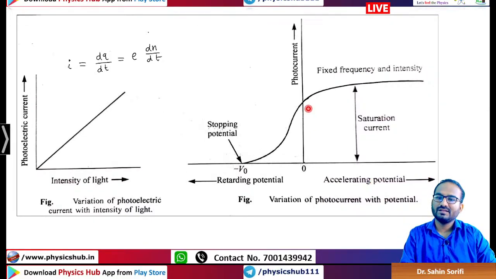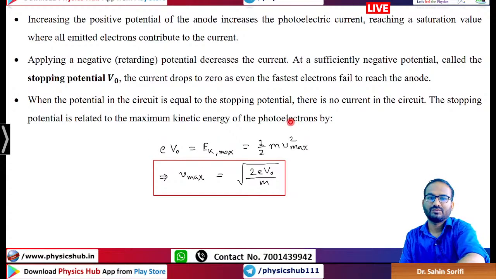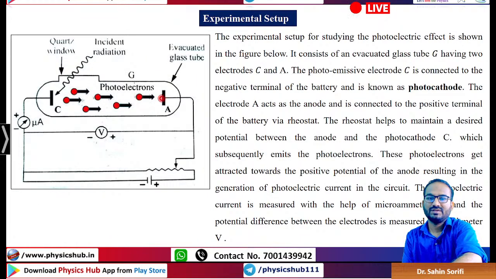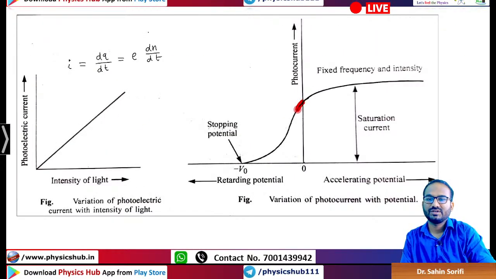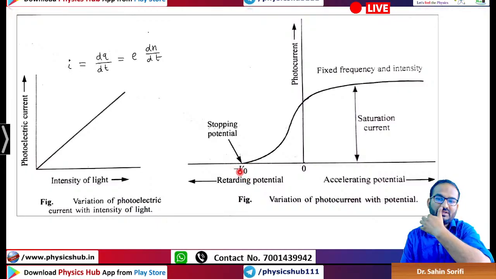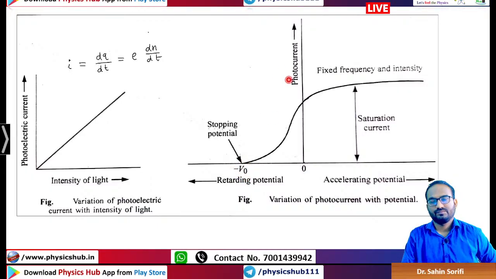Now on the other hand, as soon as you start applying the negative potential, meaning if you make the potential of the anode negative, this will hinder the motion of the photoelectron, it will repel the photoelectrons. As a result of that, photocurrent will keep on decreasing, and when you apply sufficient negative potential or retarding potential, which is equal to the stopping potential, then there will be no photoelectron left and the photocurrent will become 0.